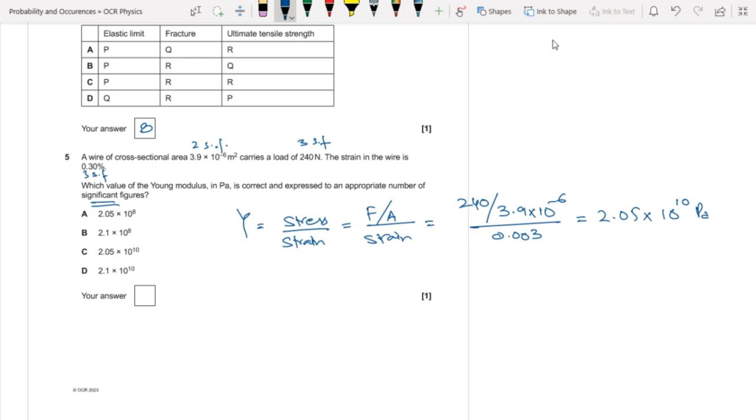So as per convention, we should go with the minimum significant figures. So we should round this off to two significant figures, and that is 2.1 times 10 to the power 10 pascals. So that's option number D.